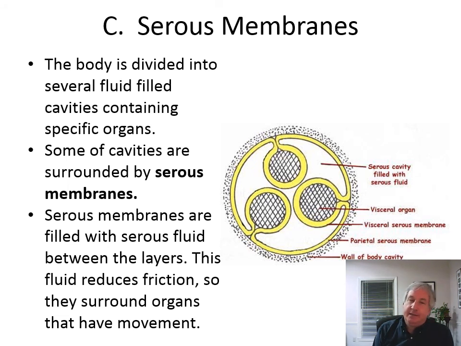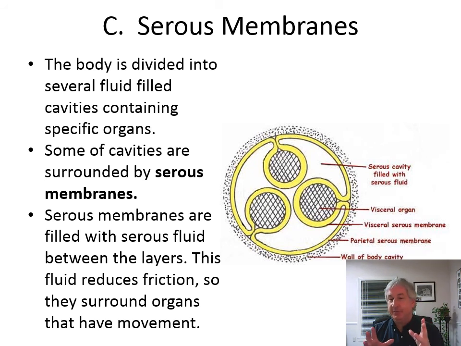Serous membranes. So the body is divided into several fluid-filled cavities containing specific organs. All right, and these cavities are surrounded by what are called serous membranes. Serous membranes are two layers, and they have a fluid between them. Now, why in the world would you want two membranes with fluid around the lungs? Wouldn't the fluid weigh them down or anything like that?